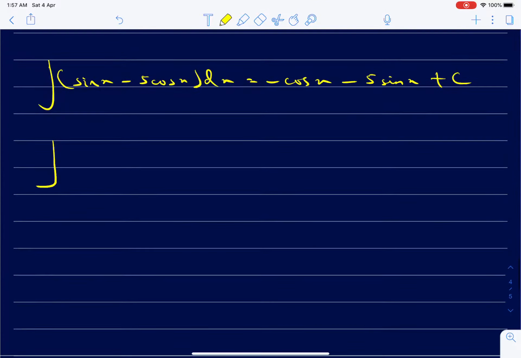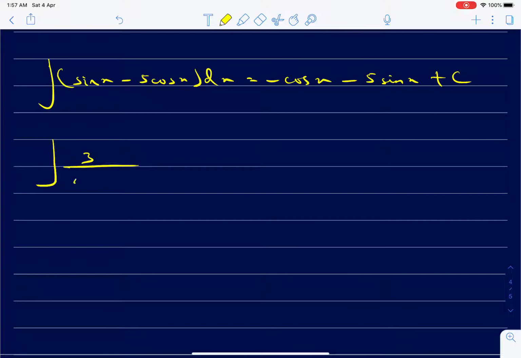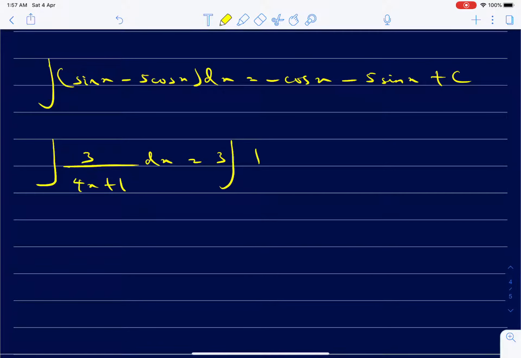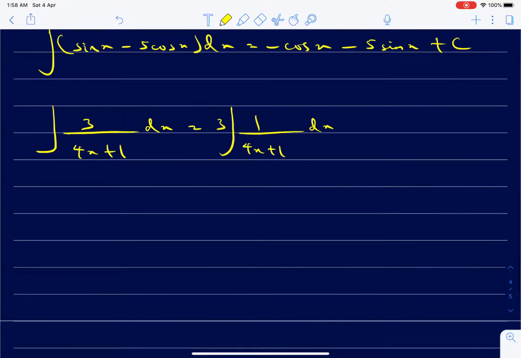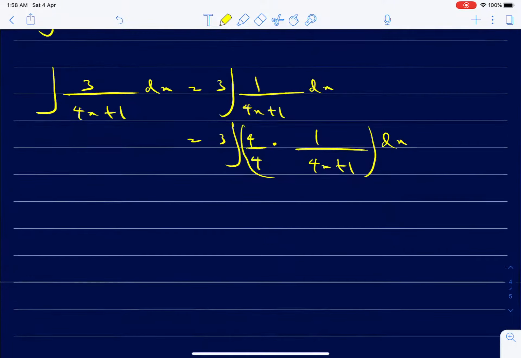Evaluate the integral of 3 divided by 4x plus 1 with respect to x. This is the same as 3 multiplied by the integral of 1 over 4x plus 1 with respect to x. And this simply means 3 times the integral of 4 over 4 times 1 over 4x plus 1 with respect to x.